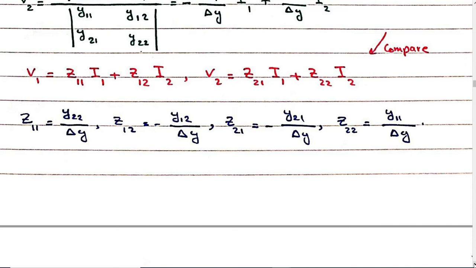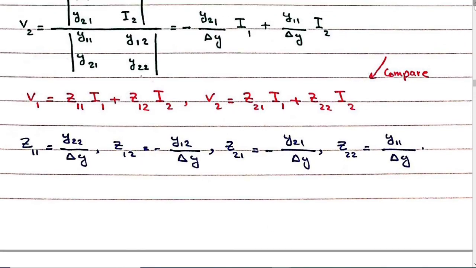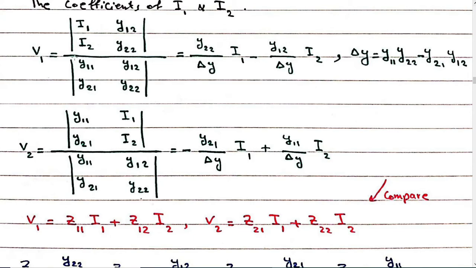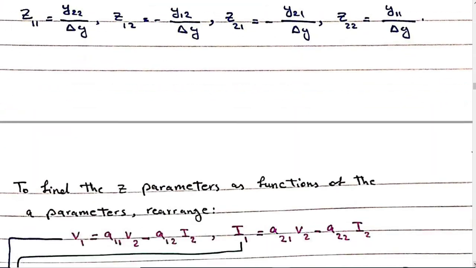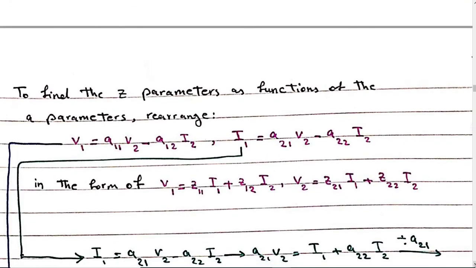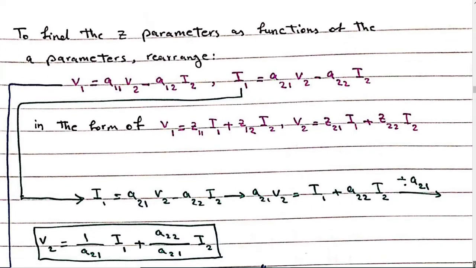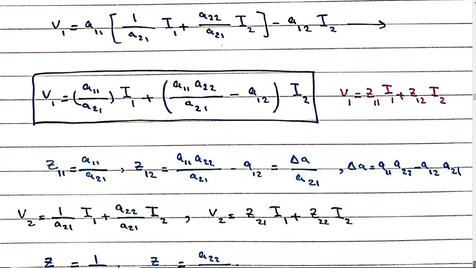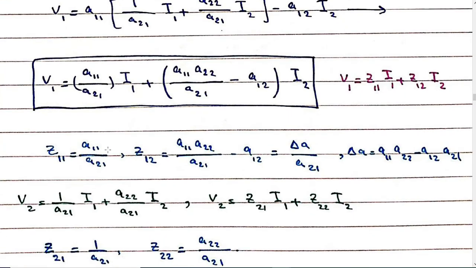What's delta y? Yeah. Okay, delta y is y11 multiplied by y22 minus y21 multiplied by y12. Determinant. Again, for example, if you want to find the Z parameters as functions of the A parameters, we do it in a similar way.